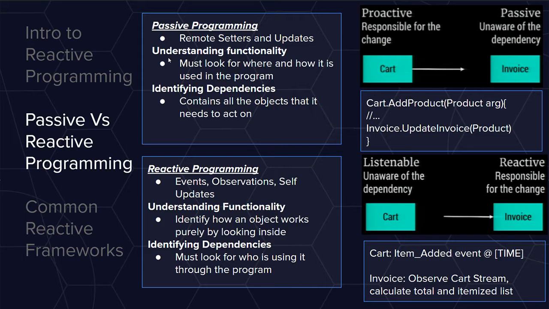Now, if we take a look at passive programming, if you want to understand the functionality of a system, you have to look at where and how it is used in the program. You would need to search through all of the other files and see, say, if you wrote cart or invoice, right? If you want to find out how invoice is used, you need to look for where it's used elsewhere, and you find it's found in cart. But as far as dependencies go, a cart knows every other object that it needs to interact with. A cart has an invoice that it updates, its own invoice. We have aggregation and composition. This is really, really familiar.